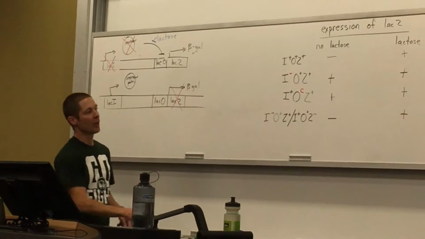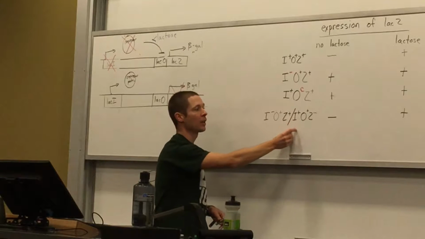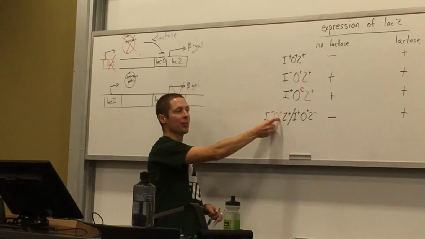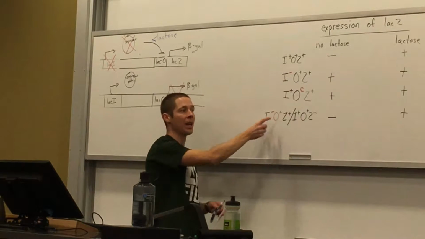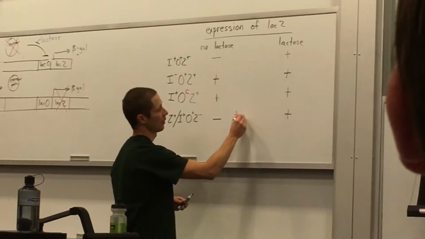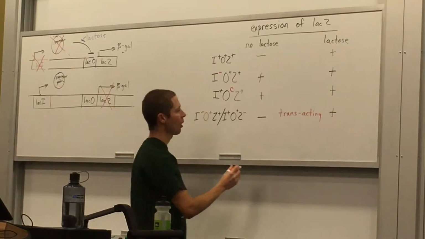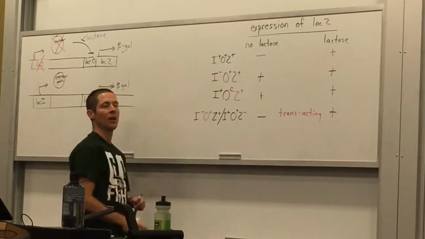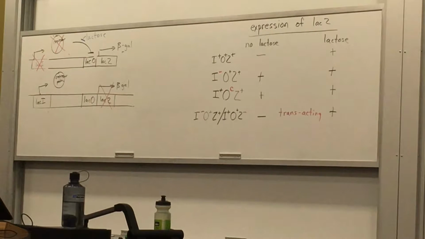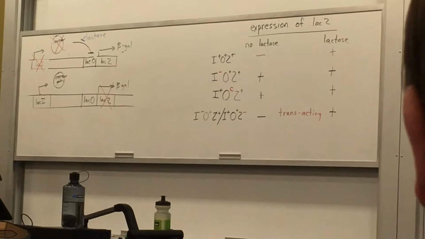It doesn't care. So the fact that this dominant allele can come over here and regulate expression of this piece of DNA, the fancy term we have for that is trans-acting. So our repressor, our gene I, is trans-acting, what we would say, because it's coding for something that can bind to either piece of DNA.